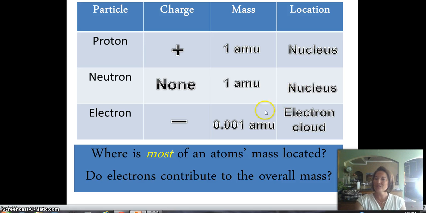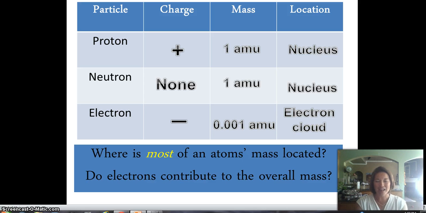So do electrons contribute to the overall mass of an atom with the mass of 0.001 AMU? Do they contribute to the overall mass of the atom? Well, the answer is no. No, they don't. Think about it for a second.